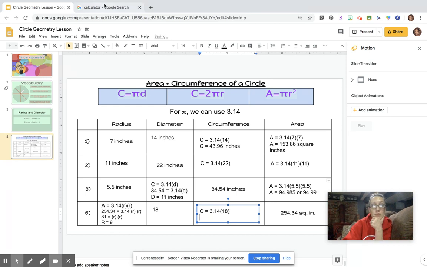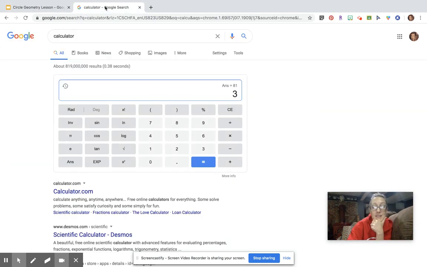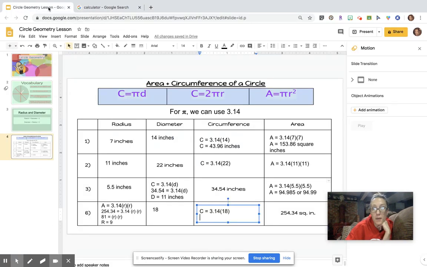So 3.14 times 18. Hiding downstairs from the kids. You can probably hear them through the door right there, but so far they haven't found me. If they knew I was here, they'd be banging on it.